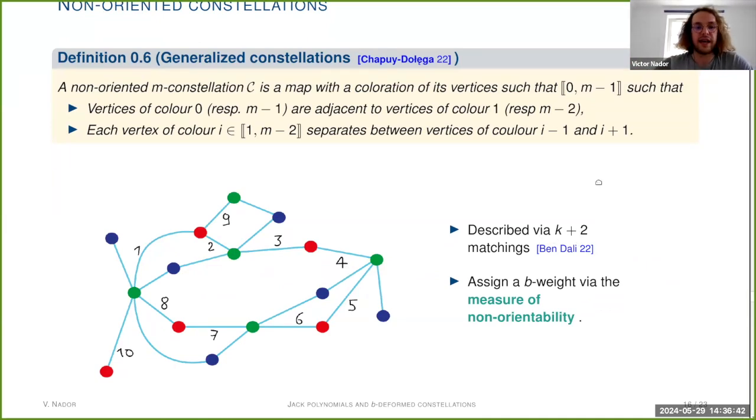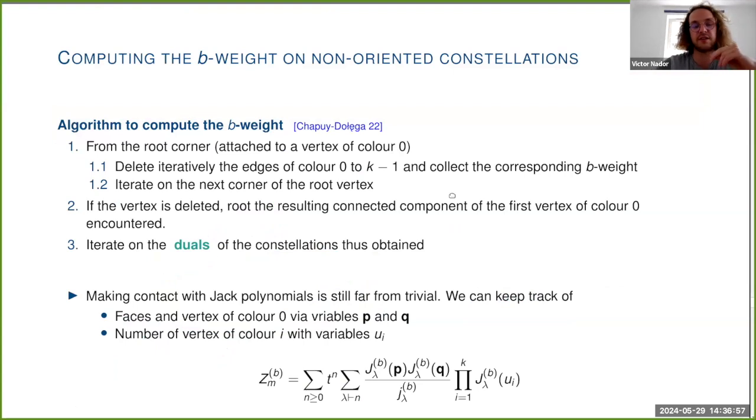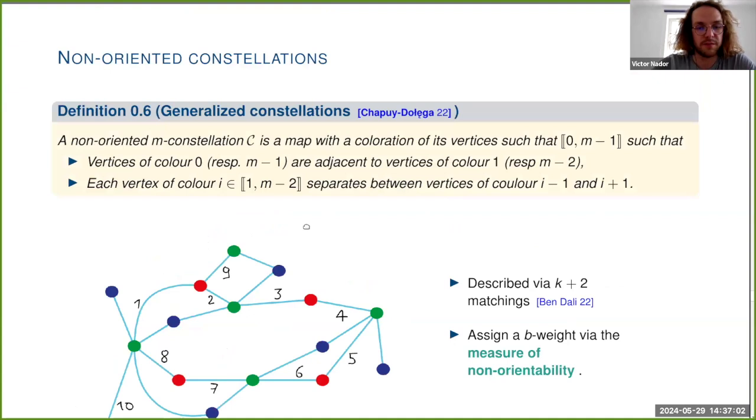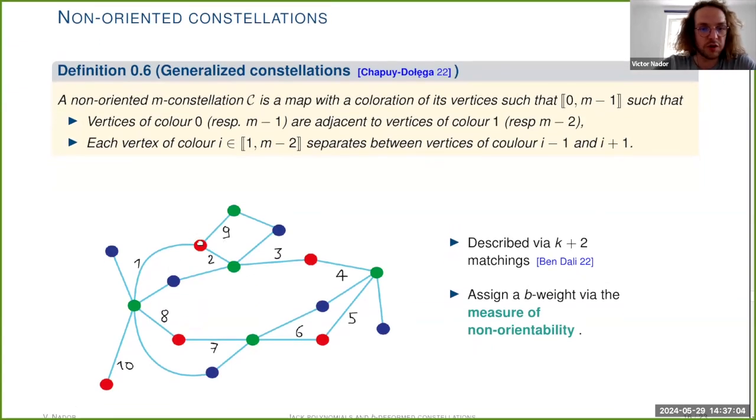Now that we have a non-oriented model for our constellations, we can assign a B weight to it via the notion of a measure of non-orientability. To do that, Chapuis and Dołęga, in the article, describe an algorithm. How does this work? You start from a root corner. For example, let's say my root corner is on the top here, and I give it an orientation. Then I delete the path that follows and goes up to the vertex with the highest color. So in my example, I will delete this and that.